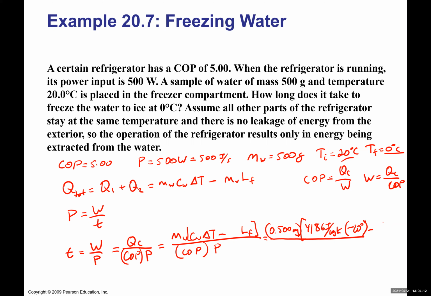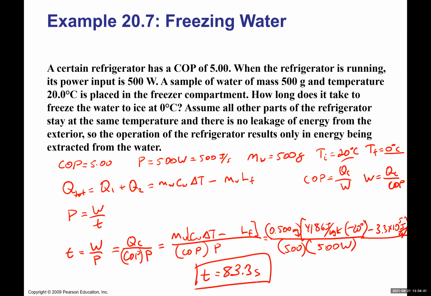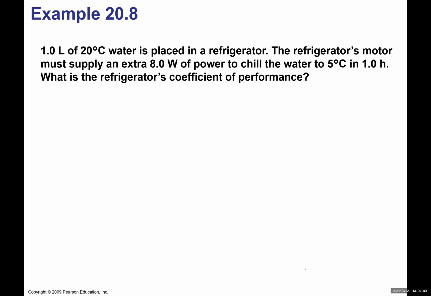Then minus the heat of fusion, which is 3.3 times 10 to the 5 joules per kilogram. Okay. And that's divided by COP of 5, then times power, which is 500 watts. All right, so then if we calculate, the time is going to be 83.3 seconds. So it's going to take a little over a minute for this to occur. Okay. All right, so let's look at one more example here.